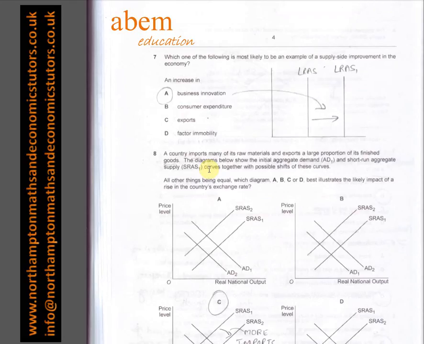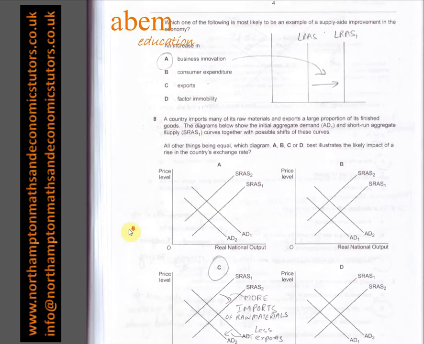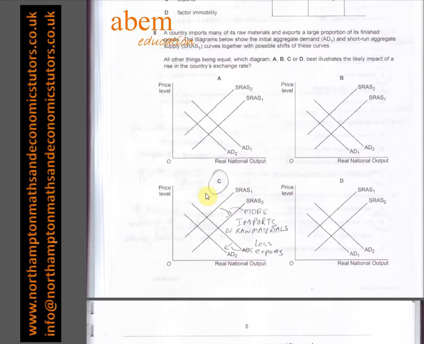The factor immobility will not mean that it is an improvement in the economy, and exports a large proportion of its finished goods. The diagram below shows the initial aggregate demand and short-run aggregate supply curve, together with possible shifts of these curves. So the answer is C, because the SRAS is moving outwards, with more imports of raw materials, and the AD moves inwards as there are fewer exports. So we know the AD moves left because of fewer exports, or X minus M.